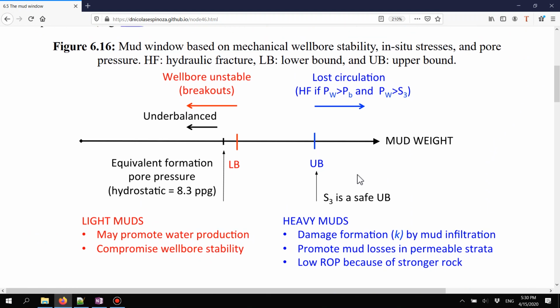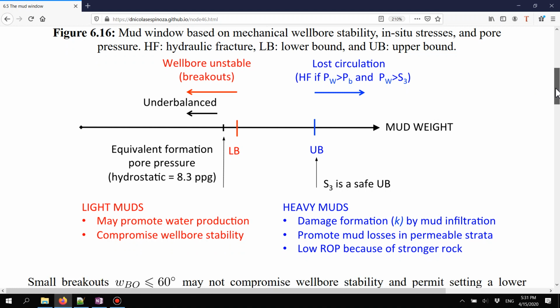Other practical considerations for the mud window are that if you have the pressure in the mud too high, you could damage the formation by infiltration of the drilling mud into the formation. For example, you don't want to do this in a nice reservoir with a high permeability because you will damage that permeability. And also sometimes having a very heavy mud makes the rock stronger around the wellbore, and that causes a low rate of penetration, which is also not desirable.